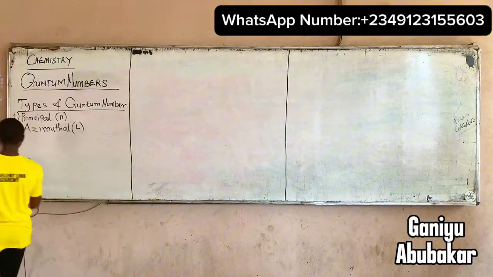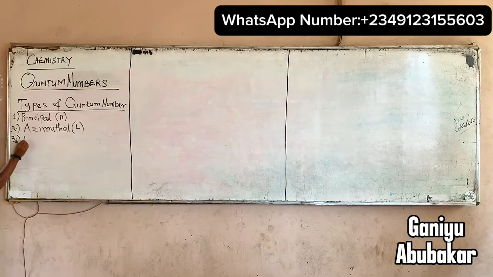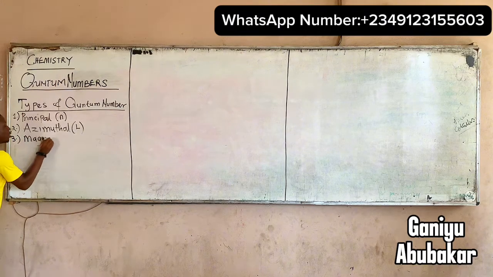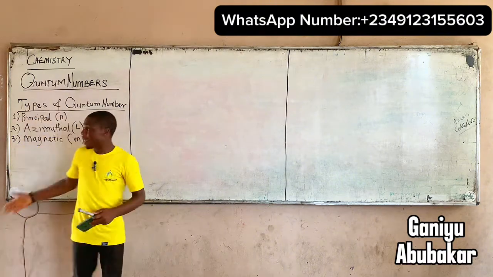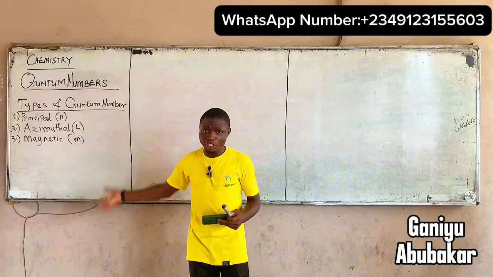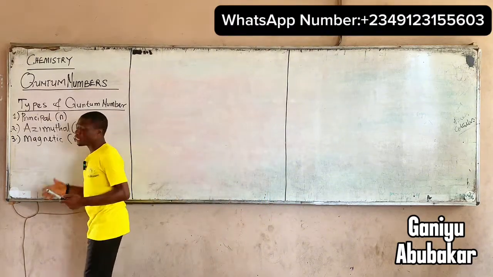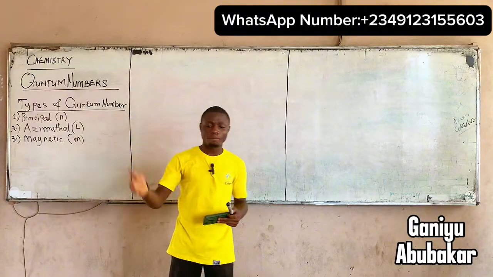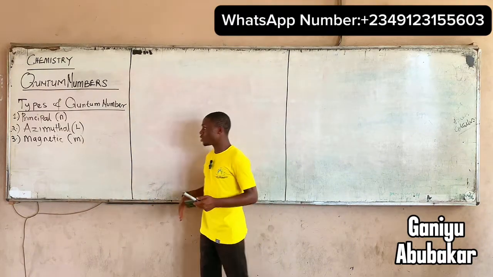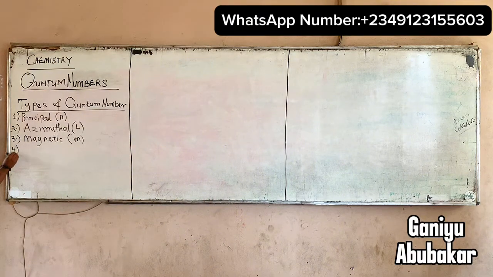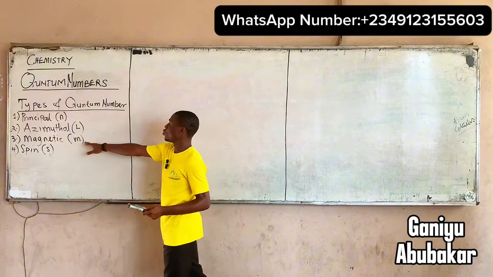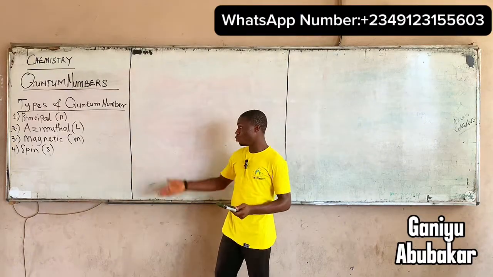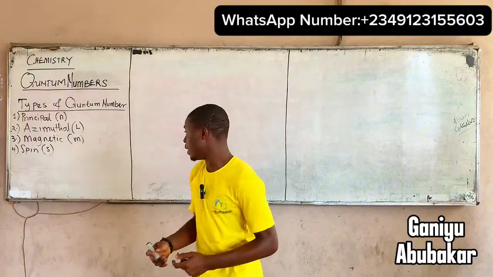The third one is the magnetic quantum number, that's your M. Some authors use ML to represent it, while some use M. Let's use M in this case. So magnetic is represented by M. We said there are four quantum numbers: principal, azimuthal, magnetic, and the fourth one is called the spin. Spin is your S. Some people call spin MS, and some call magnetic ML. We'll use M and S here to represent magnetic and spin.